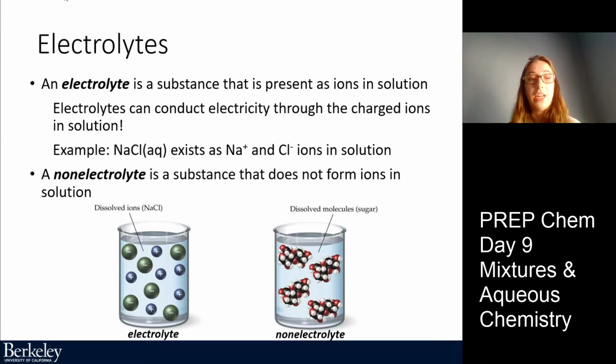On the other hand, you can have a non-electrolyte. This is a substance that does not form ions in solution. For example, sugar molecules will dissolve in solution, but they don't separate into different ions. Here we have water surrounding each of the large sugar molecules, but they're still all neutral molecules, right? There are no ions that form. And because there are no ions that form, we call it a non-electrolyte.